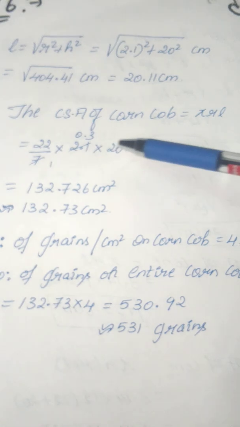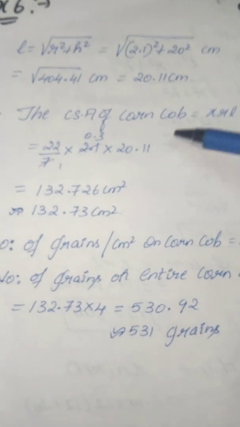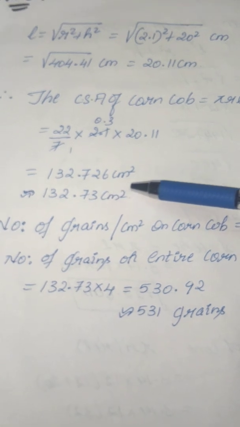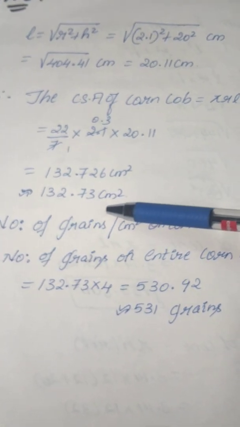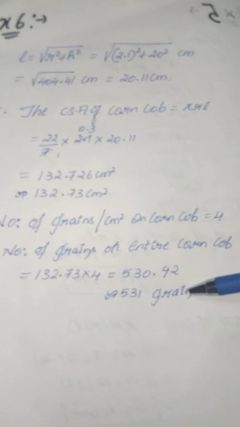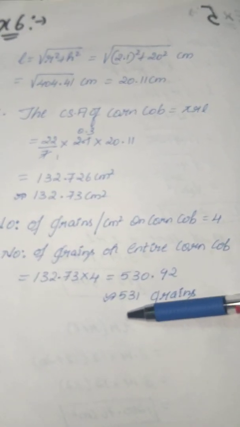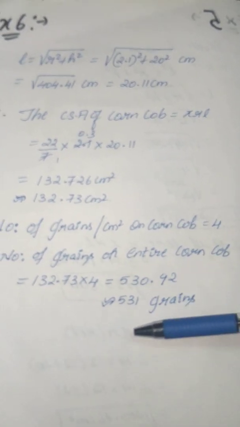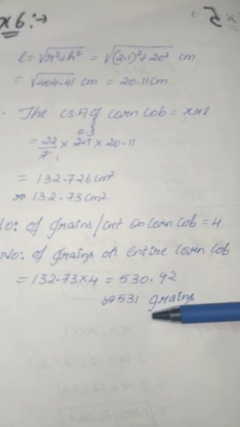So CSA of the corn cob is pi rl, and on calculating I'll get 132.726, which is nearly equal to 132.73. On multiplying it with 4, because each centimeter square has 4 grains, I will get 530.92, which is nearly equal to 531 grains.